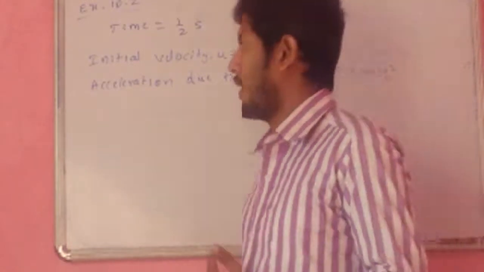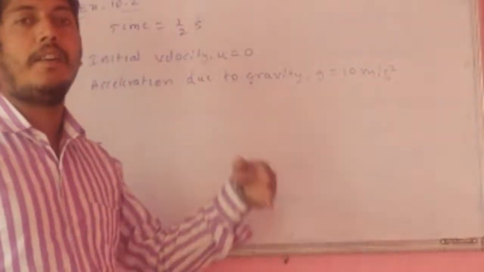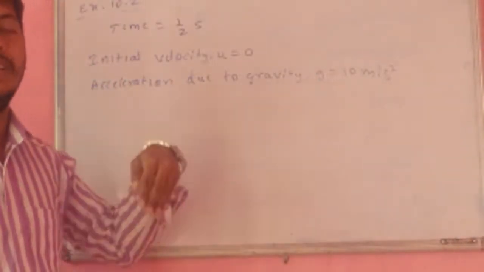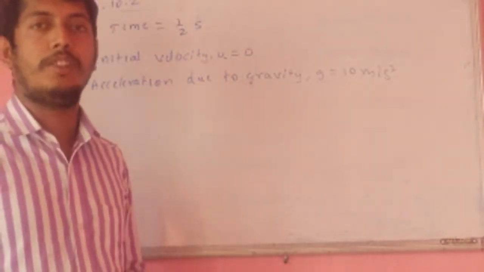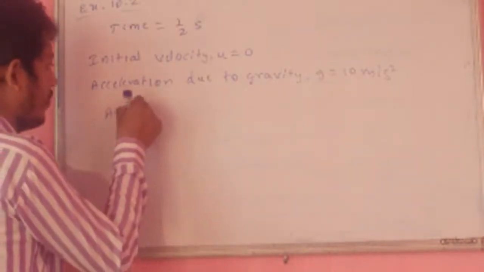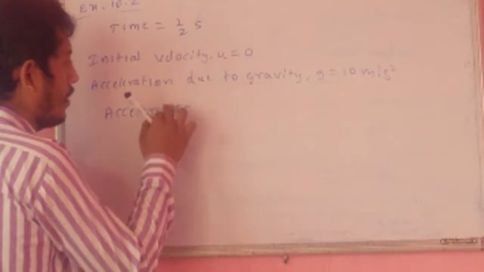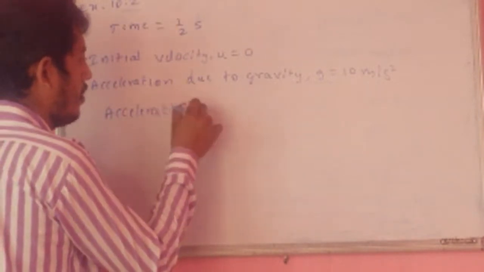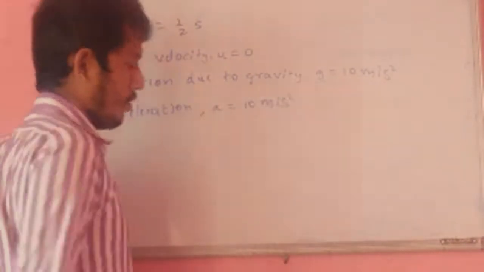So here the acceleration due to gravity is the same as acceleration, and the car falls from a certain height. That means the car is falling in the downward direction. Therefore, the acceleration value is positive here. Acceleration, a equals 10 meter per second squared.